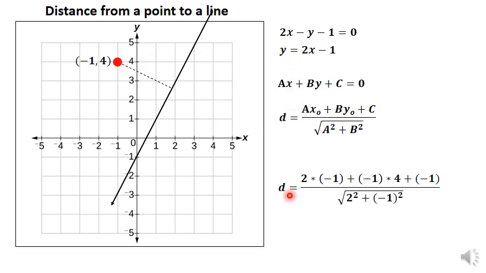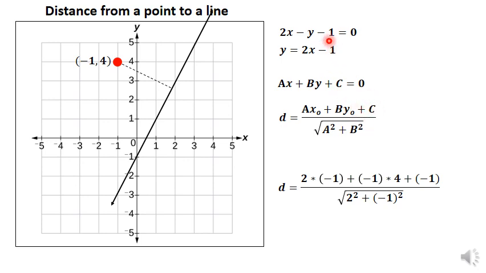So we can determine the distance by first determining the coefficients of the x and the y. The coefficient of the x is 2. The coefficient of the y is negative 1. And we have here the constant. The constant is located on the left of the equation. So whatever is the sign of the constant here, it must be its final sign on the numerator.